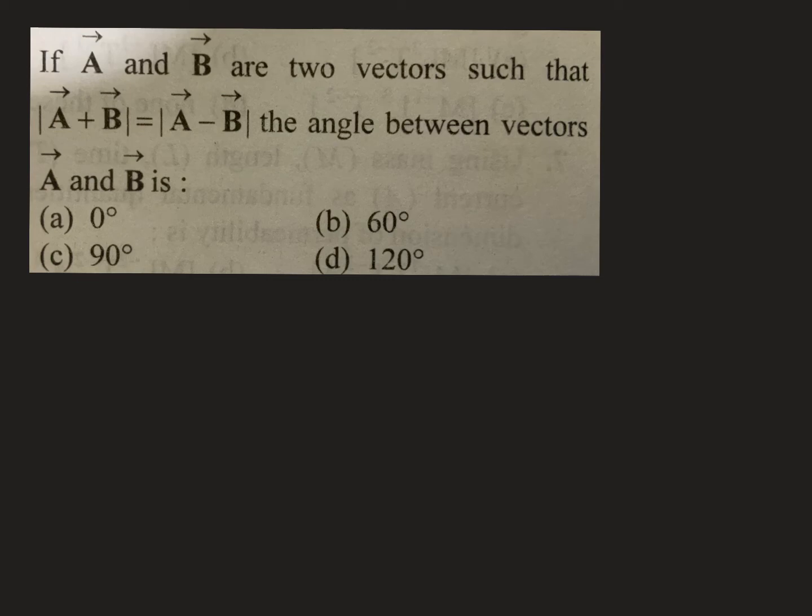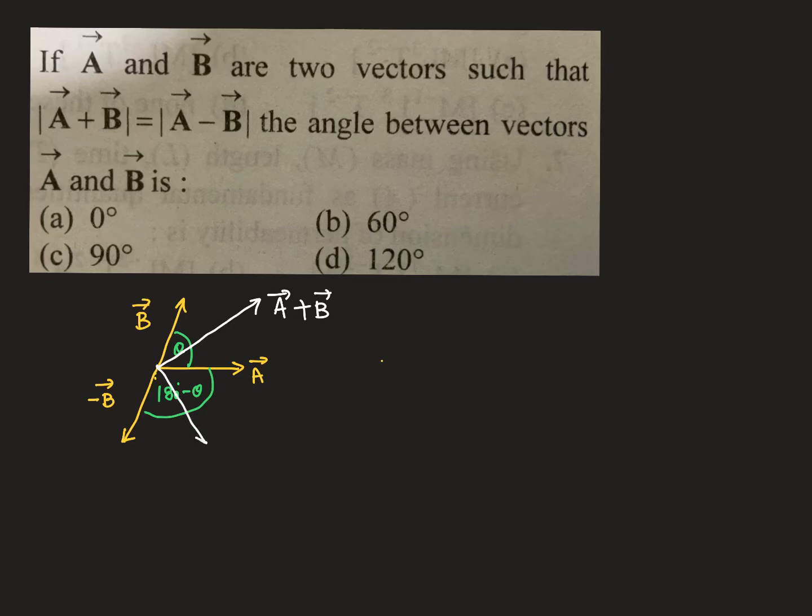Okay, what will be the solution to this problem? If A and B are two vectors such that mod of A plus B is equal to mod of A minus B, find the angle between the vectors. Say this is vector A and this is vector B, and the opposite of B is minus B. If the angle between A and B is theta, then the angle between A and minus B is 180 degrees minus theta. The vector A plus B is there, and the resultant of A and minus B is A minus B.